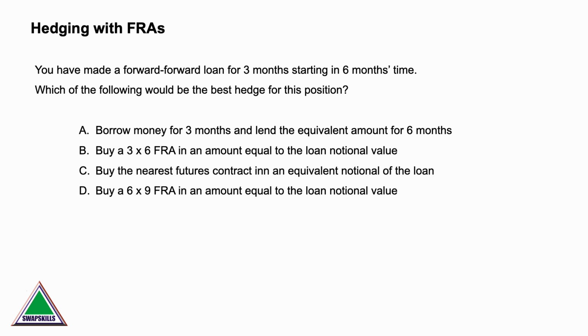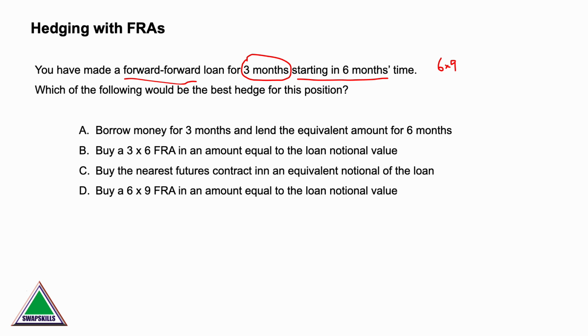Hedging with FRAs. Now you've made a forward loan for 3 months starting in 6 months' time. Okay, just look at that sentence once again. If it's a forward loan, it's a loan starting at a future point in time, ending at a future point in time. When's the starting point? 6 months from today. How long is the loan going to go for? For 3 months. So the period of time we're looking at is a period of time starting 6 months from today, ending 9 months from today. So 6's nines, we're identifying that 3-month block of time starting 6 months from today, ending 9 months from today.